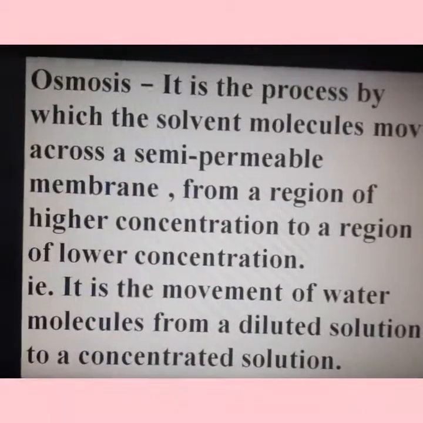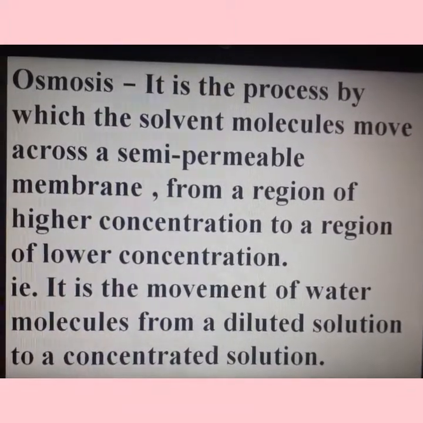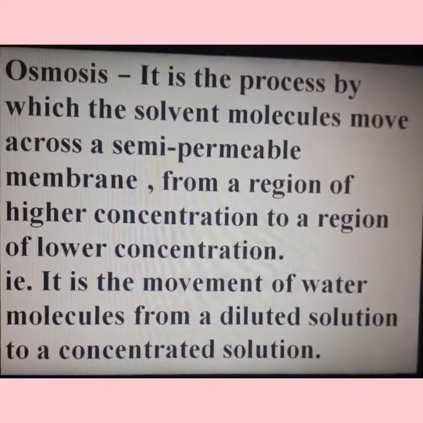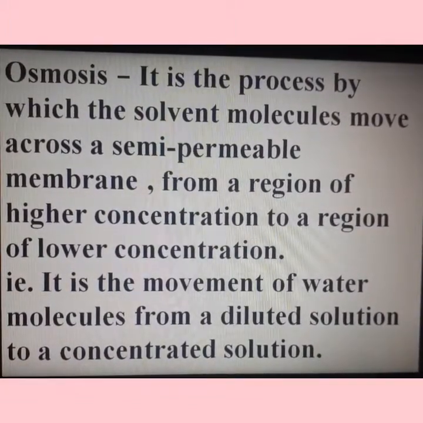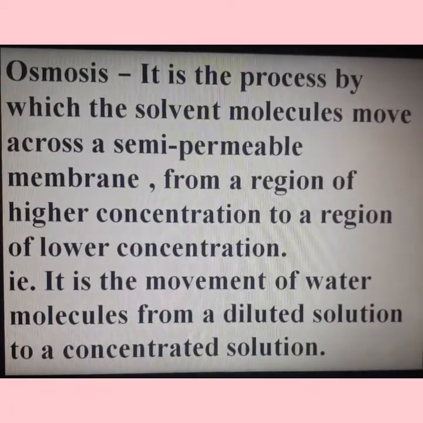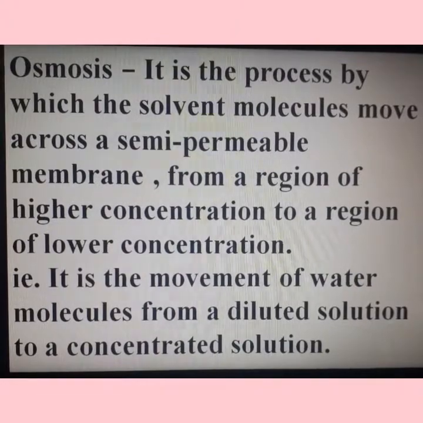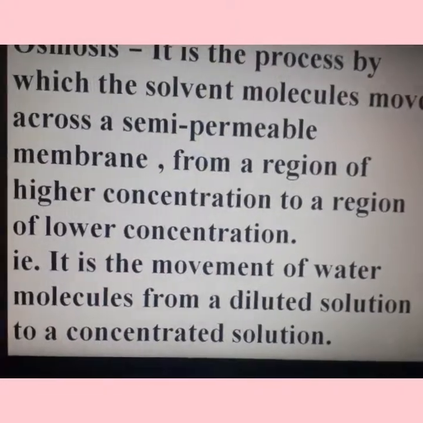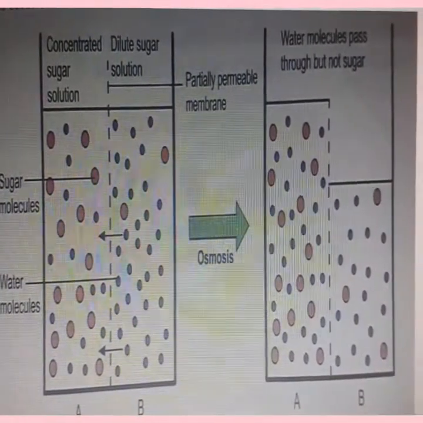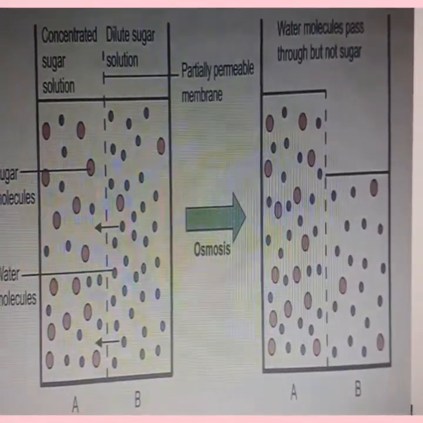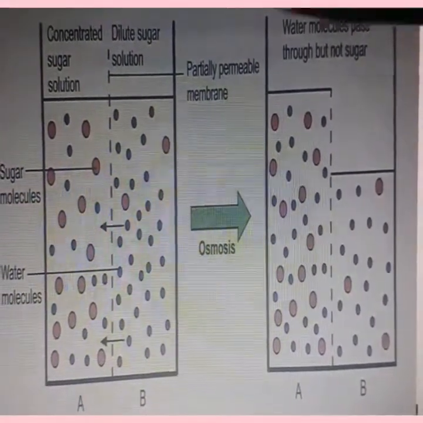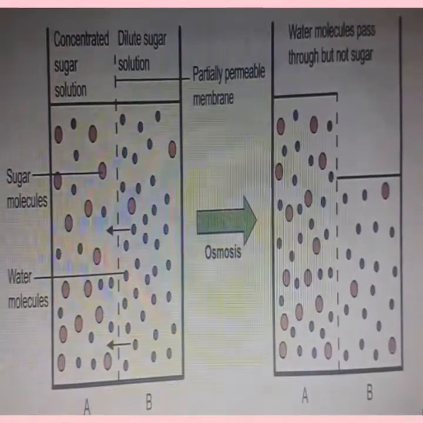Osmosis is the process by which solvent molecules move across a semi-permeable membrane from a region of higher concentration to a region of lower concentration. That is, it is the movement of water molecules from a diluted solution to a concentrated solution. Let us understand the process of osmosis by an experiment where equal volumes of two solutions A and B are separated by a semi-permeable membrane.